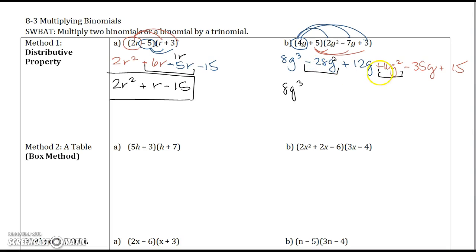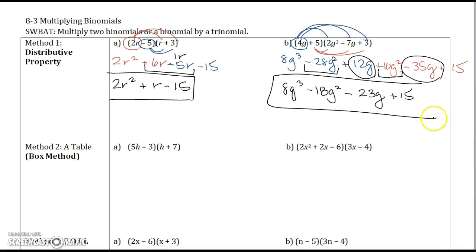Negative 28 plus 10 is negative 18g squared. And then I have 12g and negative 35g. That's a negative 23, I'm thinking in my head. 23g. And then finally that plus 15. That's the distributive method. You distribute each term into the other.